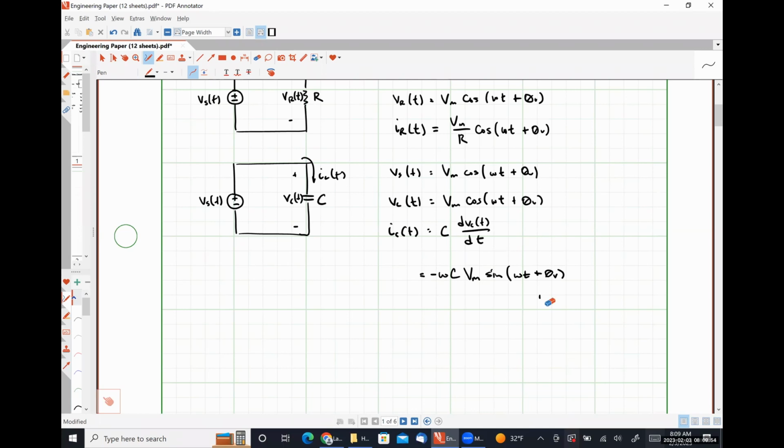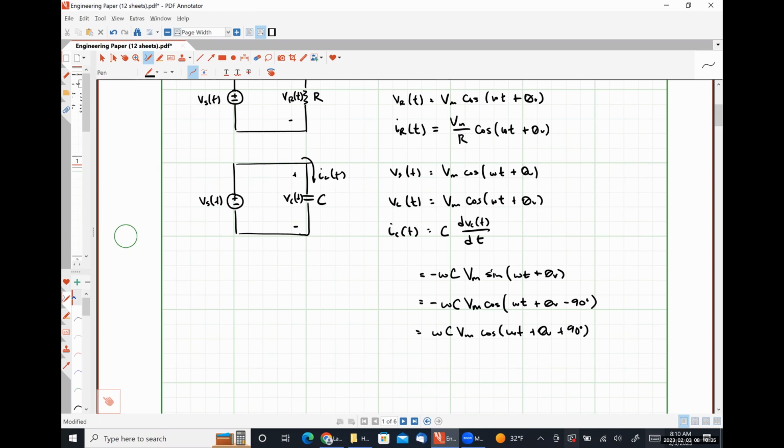And we could express that as a cosine function. And I'm going to leave the negative sign there because I don't want to do too many trig identities at the same time. Negative omega C Vm cosine omega t plus theta v minus 90 degrees, getting rid of my negative sign. This is going to look like omega C Vm cosine omega t plus theta v plus 90 degrees.